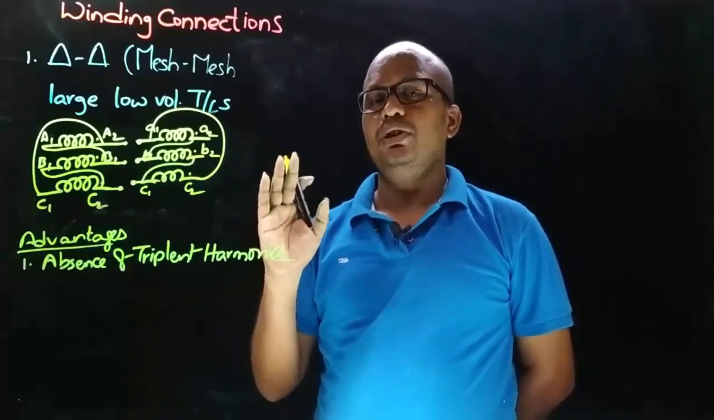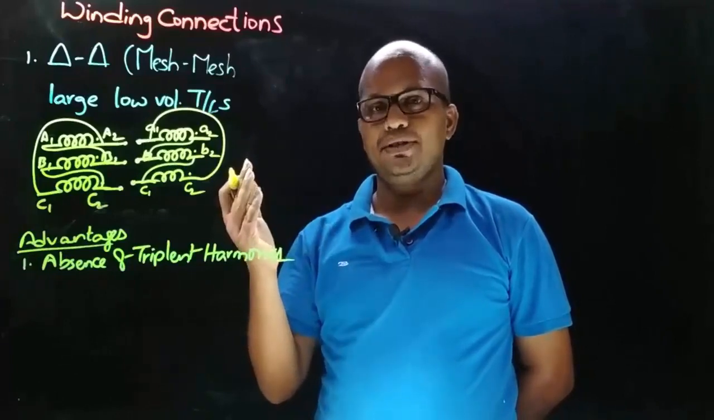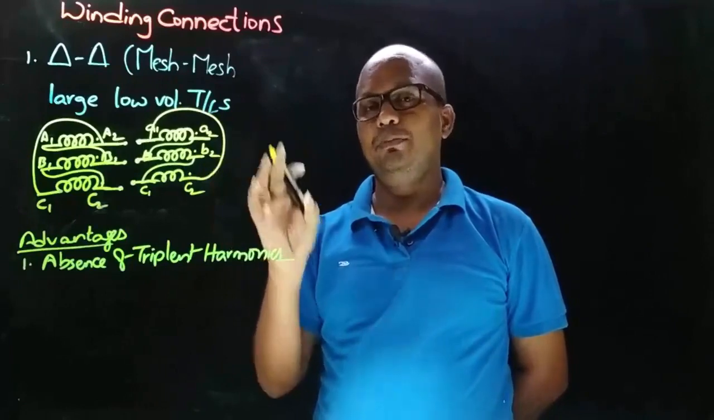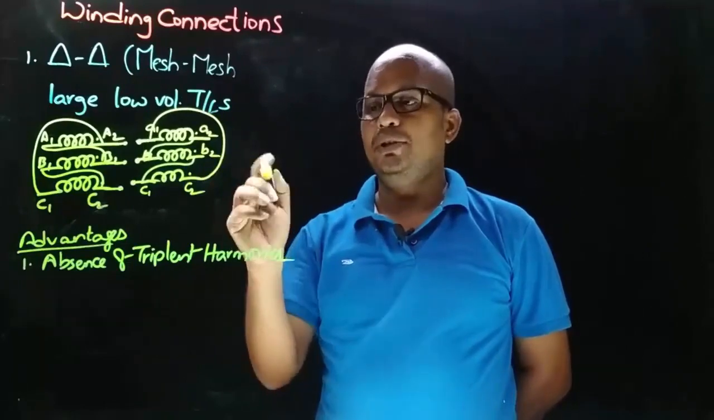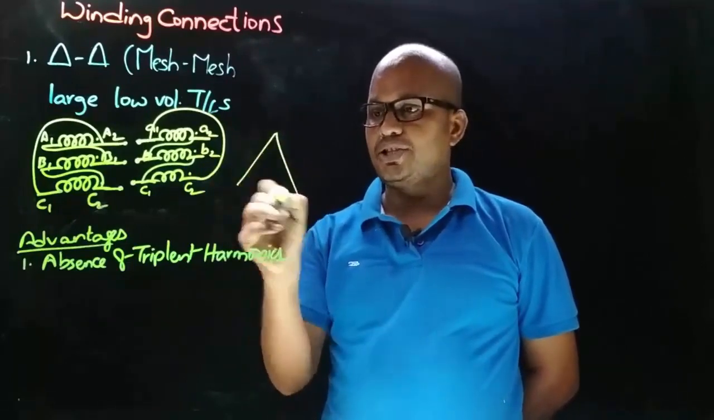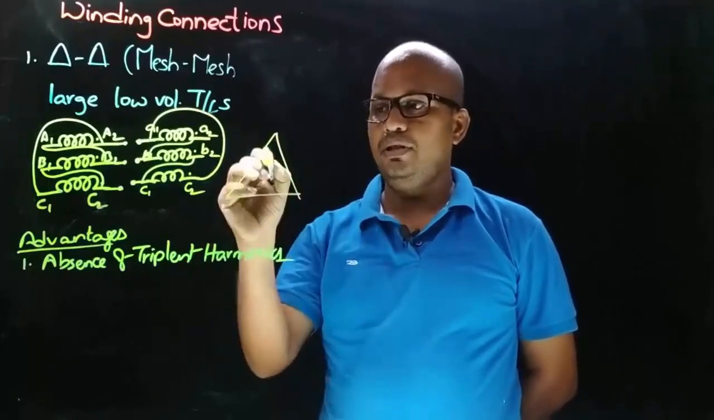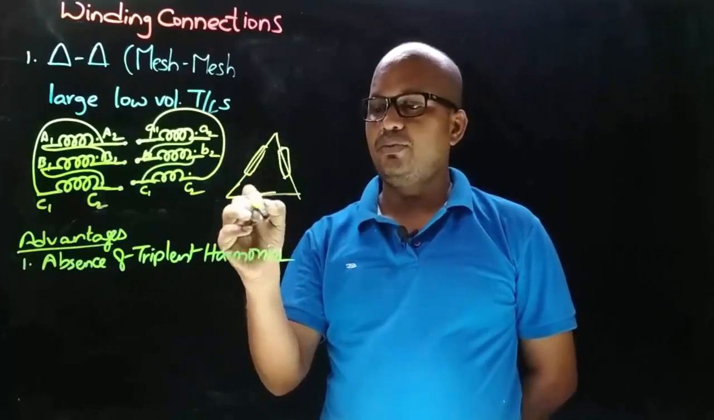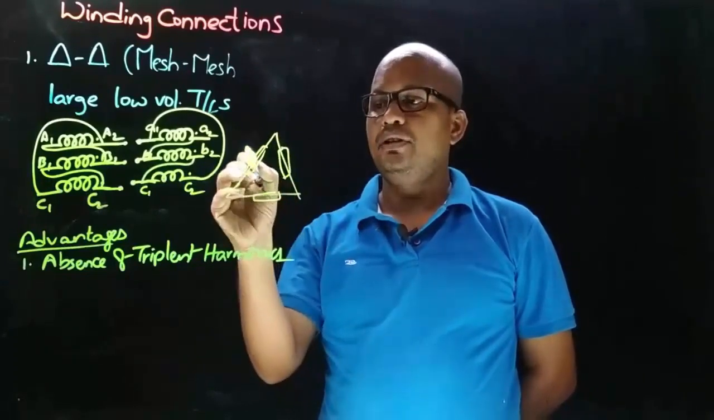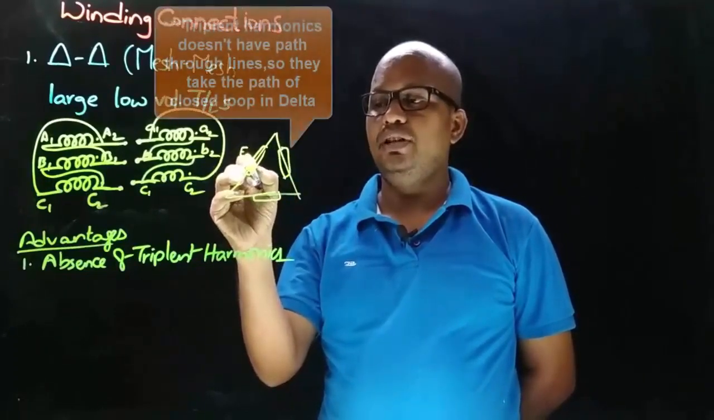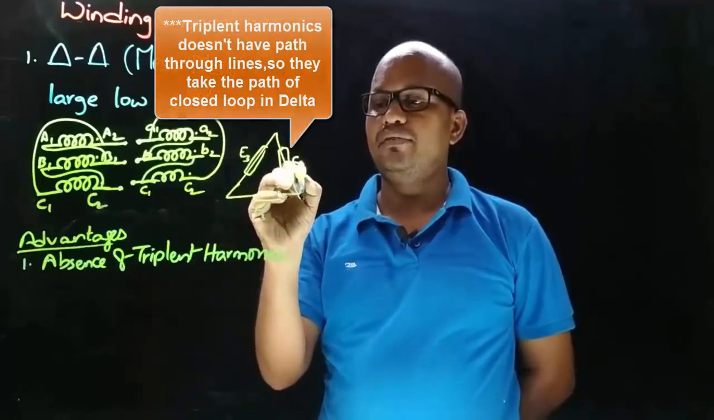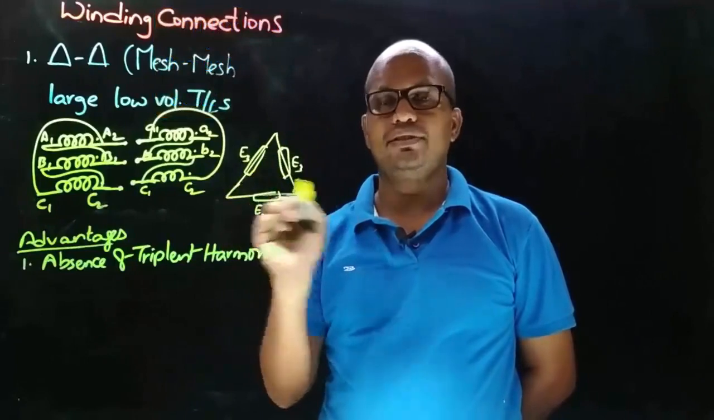Okay, so if you provide a path to the triplen harmonics, then the triplen harmonics will get neutralized and the output will be sinusoidal. But coming to the case of delta connection, this is one phase and this is the second phase, and let us suppose this is the third phase. Let each phase have a triplen harmonic.